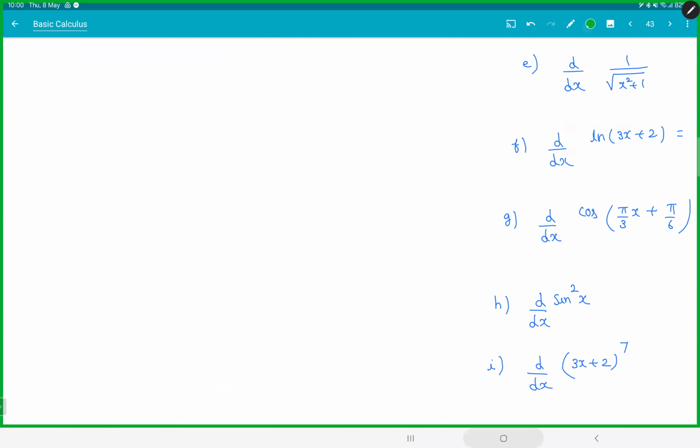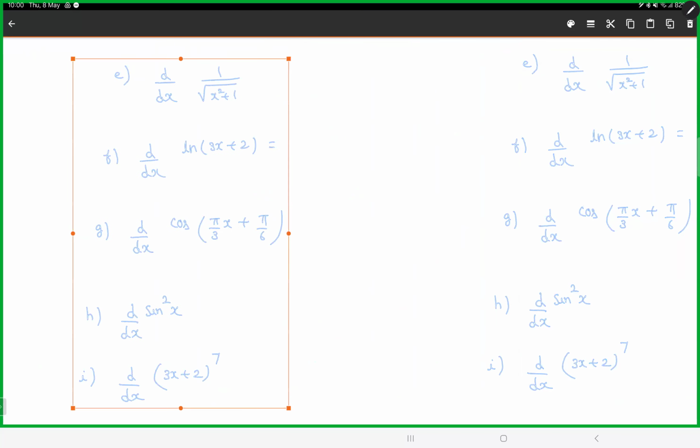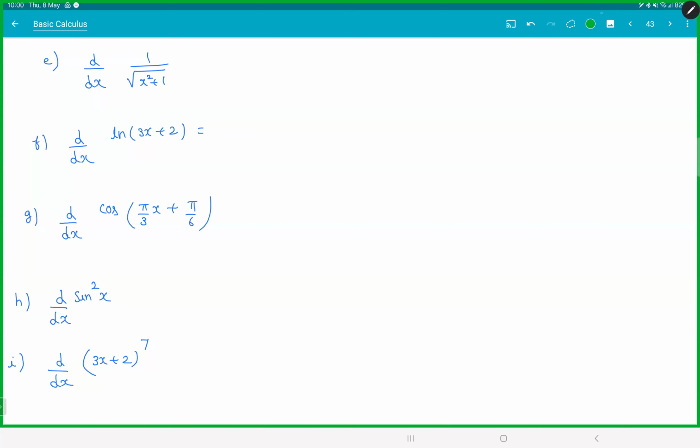What is E's answer? So this guy can be written as d by dx of (x square plus 1) whole power minus half. Same story. So this is something to the power of minus half. I hope you're getting this. So something to the power of minus half, then differentiate. So this is minus half into the function (x square plus 1) to the power of minus half minus 1.